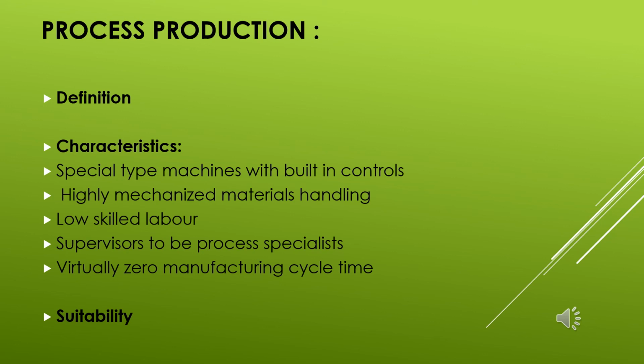Most importantly, there is very negligible work in progress under process production, as the inventory is very small and the material flow is continuous. The kinds of products generally produced in process production are sugar, steel, cement, paper, soft drinks, and oil refineries. All these are best suited to be produced in process production.